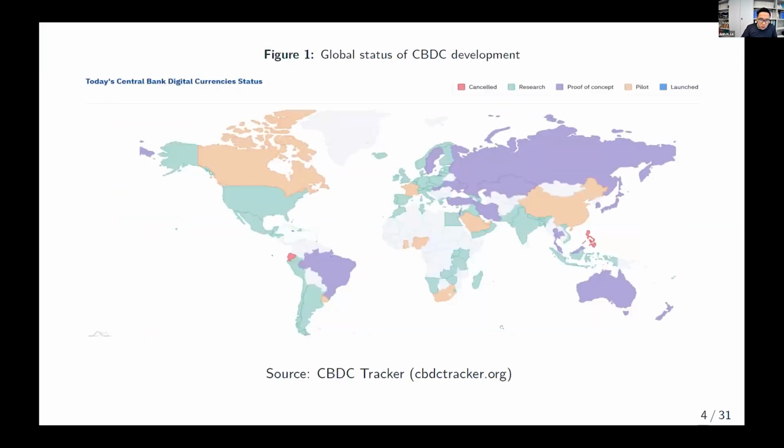Let's take a quick look at the current development of CBDC around the world. We can hardly see any major large economy staying out of this game. Everyone wants a piece of the cake, and is putting so much effort into research and launching pilots, such as Canada and China. So that's enough for motivation.